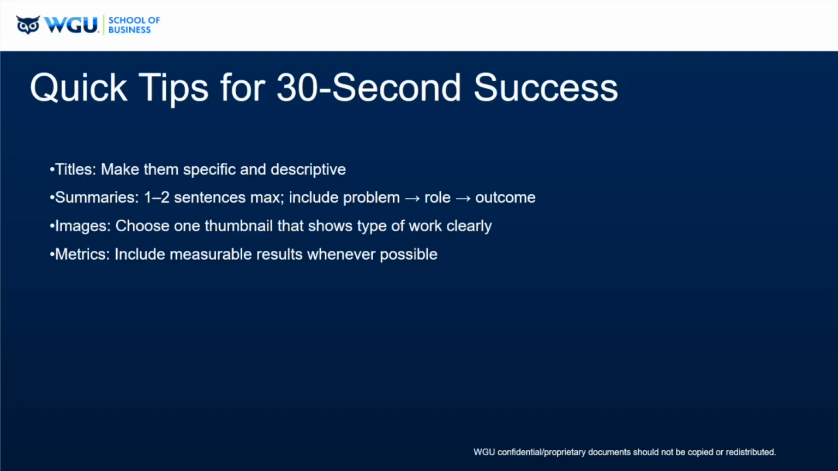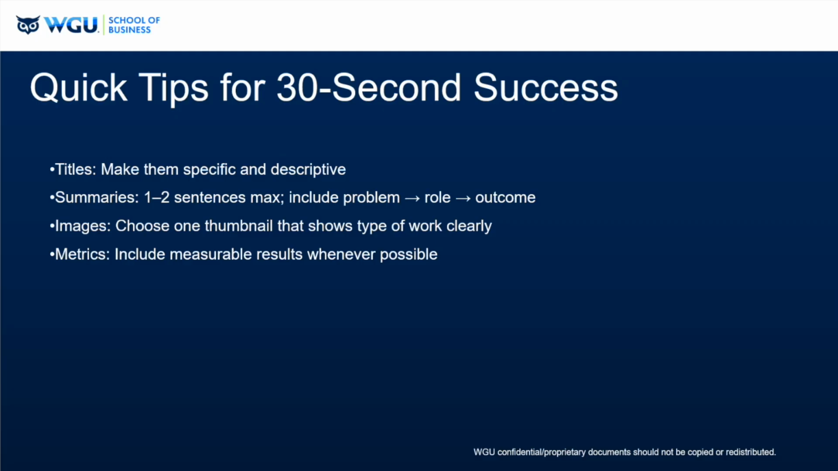Okay, so some quick tips for 30-second success. Titles, we've talked about this a lot. Make them specific and descriptive. Summaries, use one to two sentences max. Include the problem, include your role, include the outcome. Images, choose one thumbnail that shows the type of work clearly. They can always click into it and see more about that project, but you want one image at the beginning. And then metrics, include measurable results whenever possible.